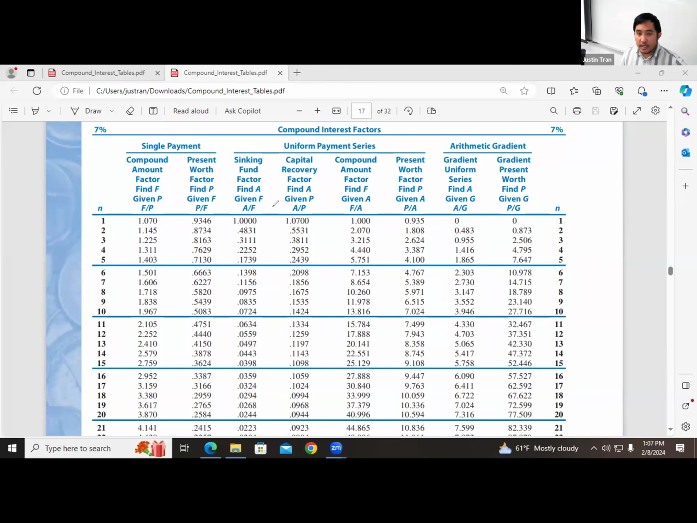Next thing we're going to look for is the factors that we want. We know that we want the P over A factor and the P over G factor, so we're going to be looking in these columns here. And then for the row, we want to look for the row where n is equal to 5. So we can highlight these two things. Our P over A factor in this case is going to be 4.11, and our P over G factor is going to be 7.647. In our present worth equations that we just wrote down, we're going to write these numbers in those places. So let's remember those numbers, and then we'll write that into our equation here.